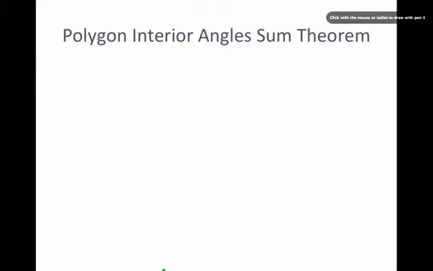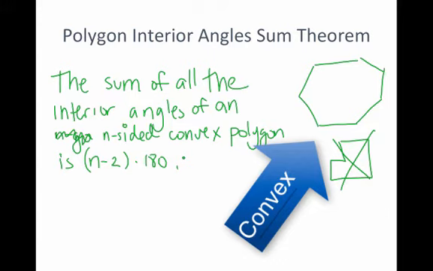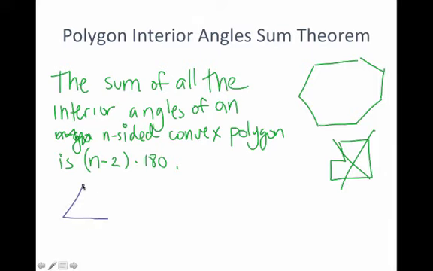The Polygon Interior Angle Sum Theorem says the sum of all the interior angles of an n-sided convex polygon is n minus 2 times 180. And if we think of just the previous slide, when we talked about a triangle, we knew all the angles in a triangle added up to be 180. A triangle has 3 sides, 3 minus 2 times 180 is 1 times 180, and of course that works. All the angles add up to be 180.